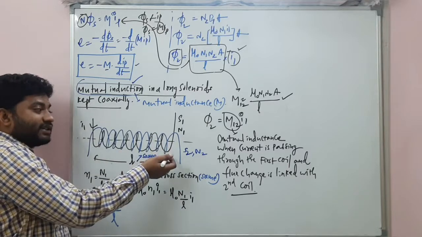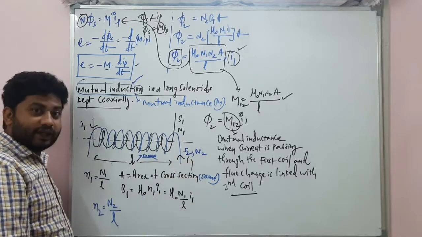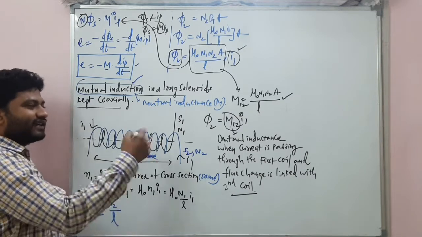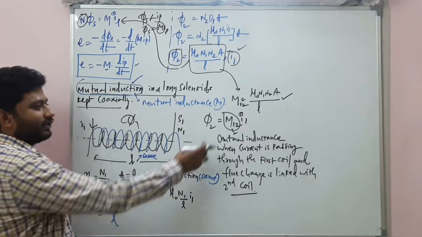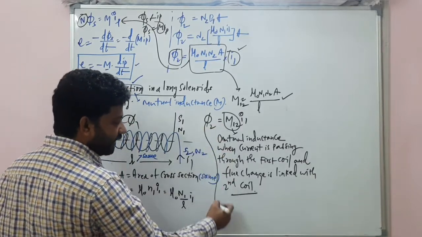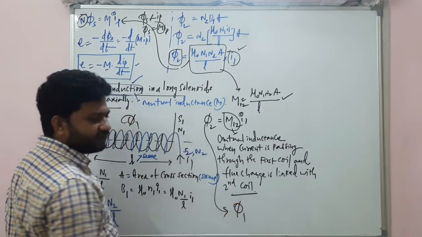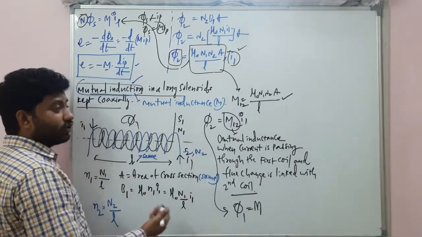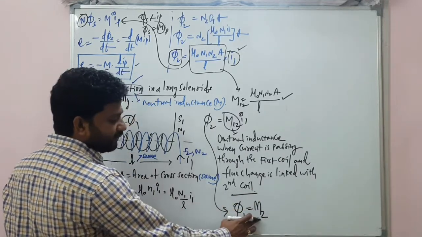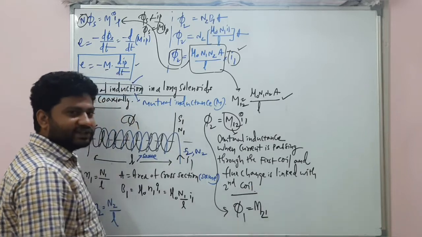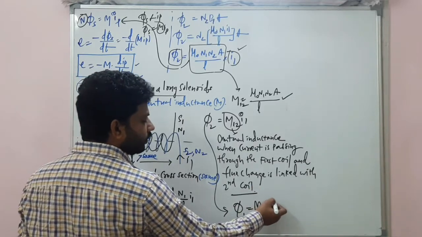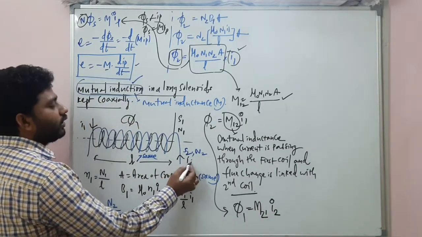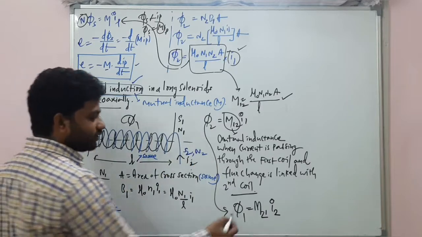Imagine current is passing through the second coil initially. In that case, flux is linked with the first coil. So here also we can do the same. I can write the same expression as the mutual inductance when current is passing through the second coil and the flux is linked with the first coil, into the current passing through the second coil. Let us name it I2. So this is also true.